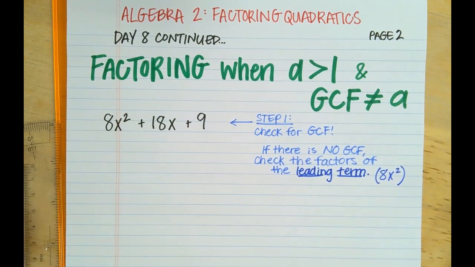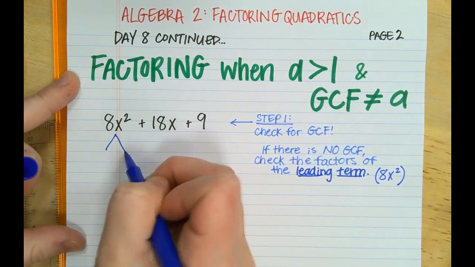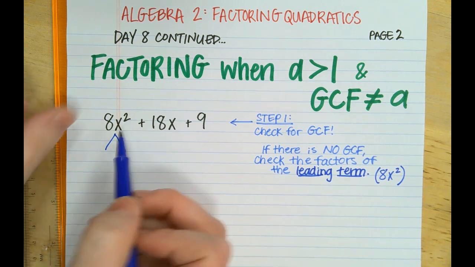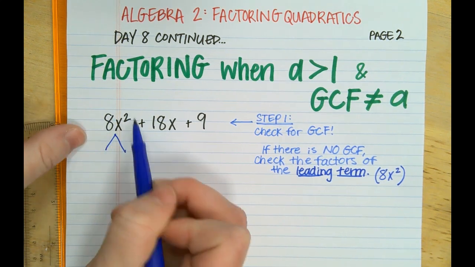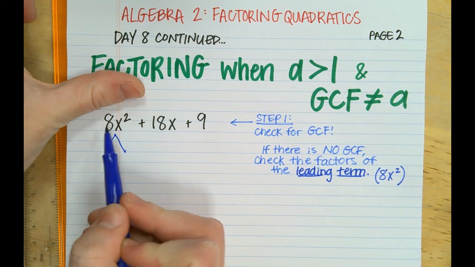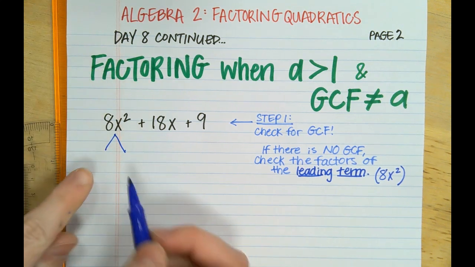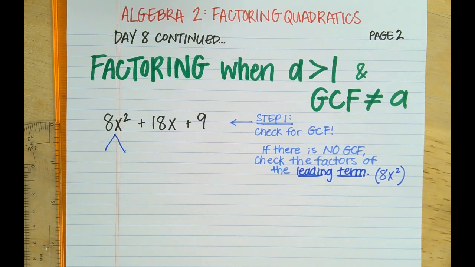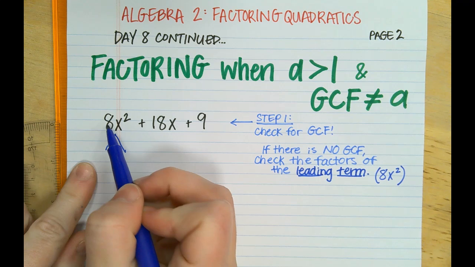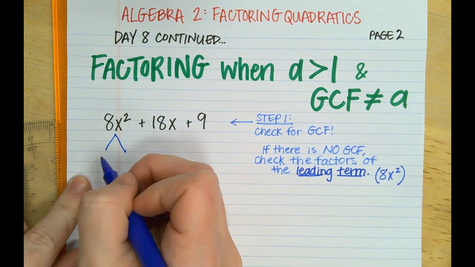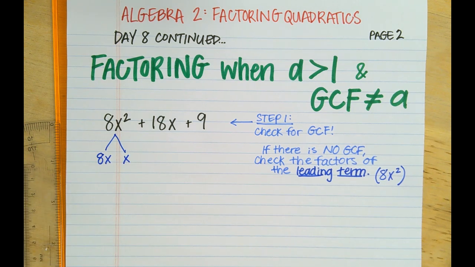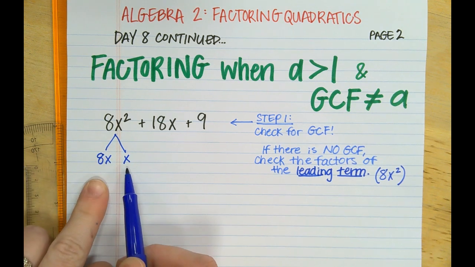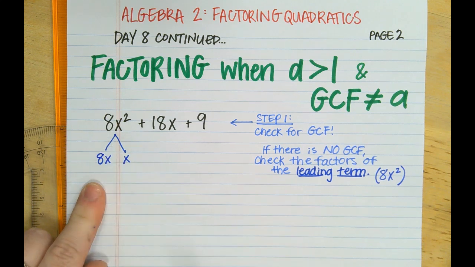So I'm going to just separate it. Our A is 8, but the entire leading term is the whole 8x squared. So what's happening here is we're breaking it up into what two things can I multiply together to get 8x squared. So we could have 8x and x, that's an option. 8x times x makes 8x squared.